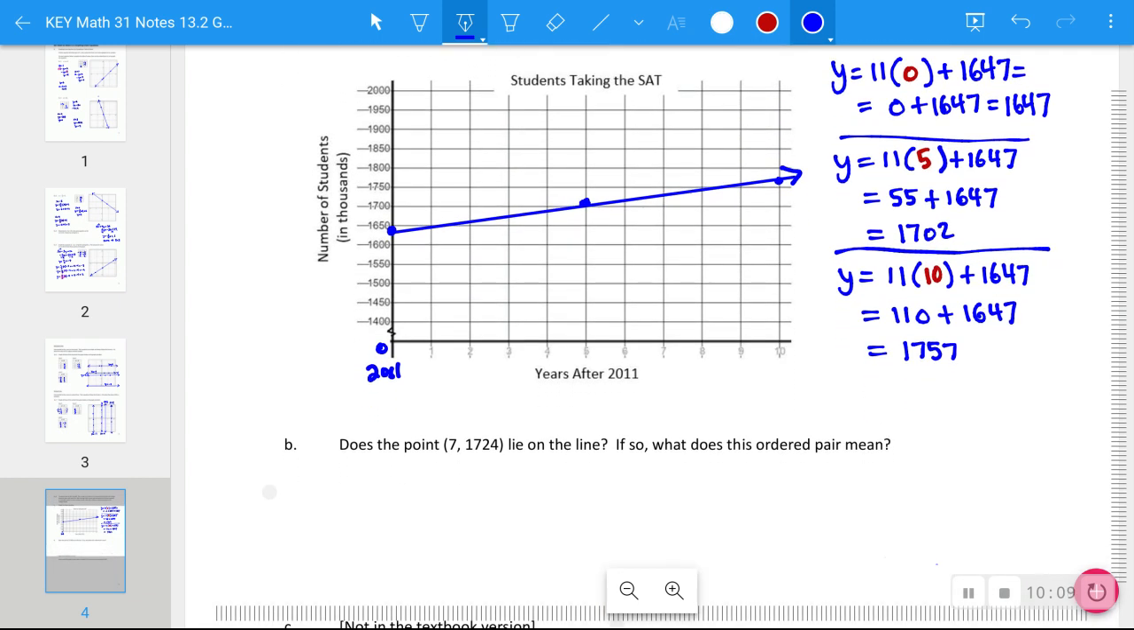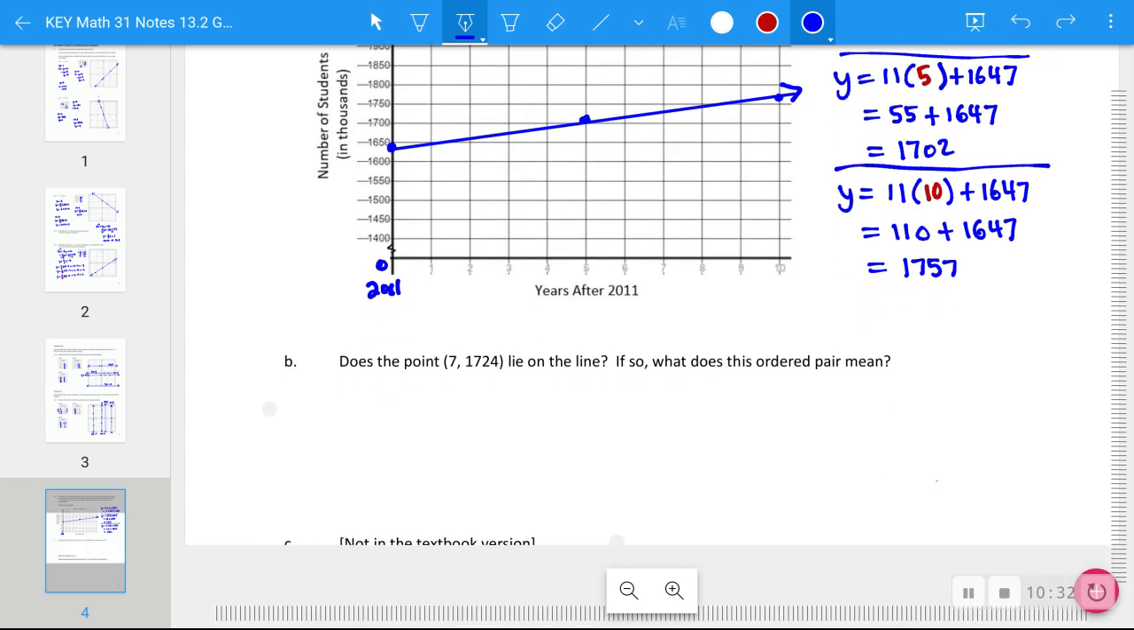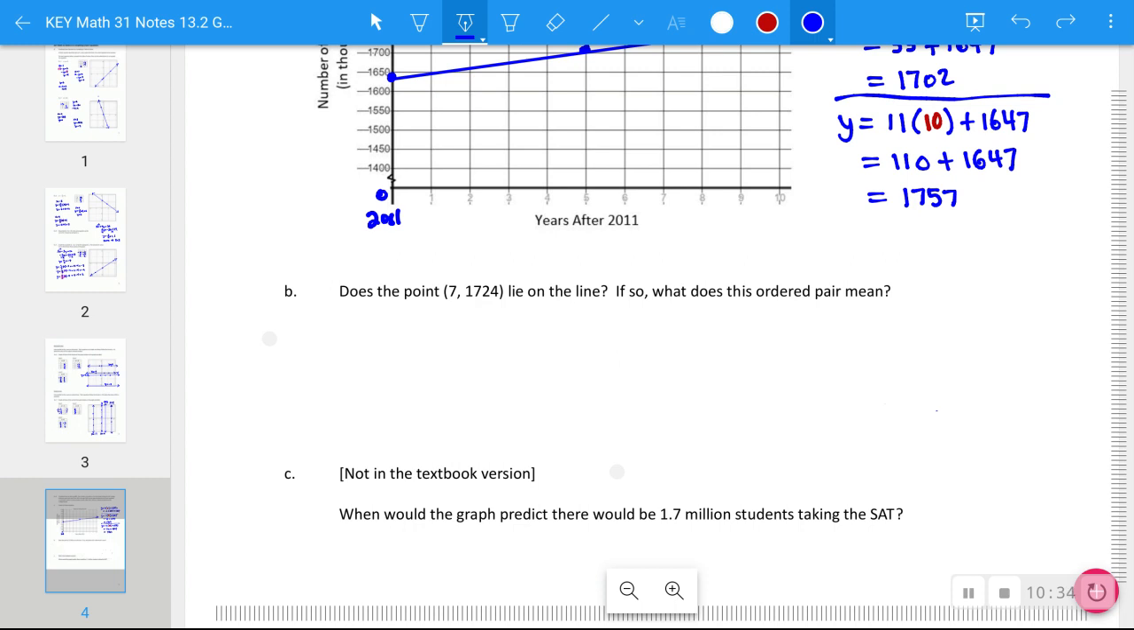They want to know if the point (7, 1724) is on the line. So let's see. It's a little hard to tell from the graph, but that may actually be true. (7, 1724). We are between 1700 and 1750. They're more or less in the middle, so that's a reasonable answer. But the only way to tell that is to actually do all the calculations.